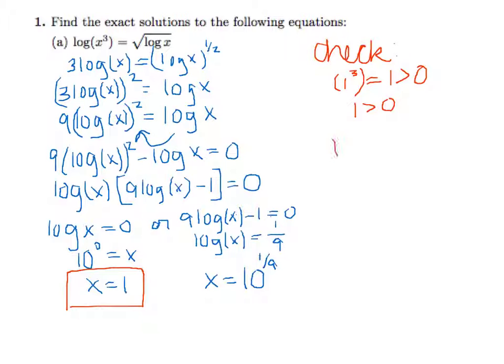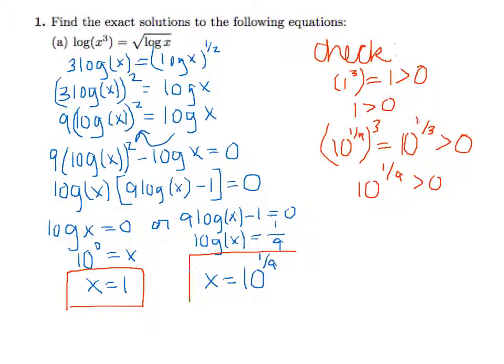Now let's plug in 10 to the 1/9. 10 to the 1/9 cubed equals 10 to the 1/3, and that is greater than 0. So 10 to the 1/9 is greater than 0. So we can circle that solution as well. So our solutions are x equals 1 and x equals 10 to the 1/9.